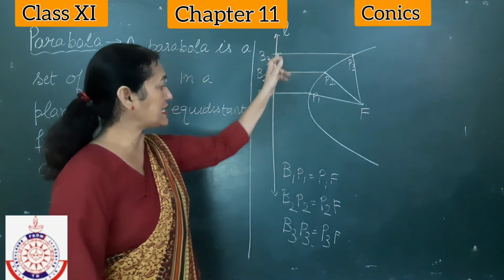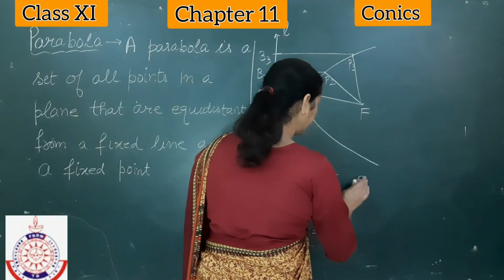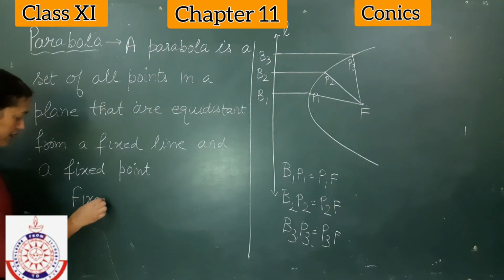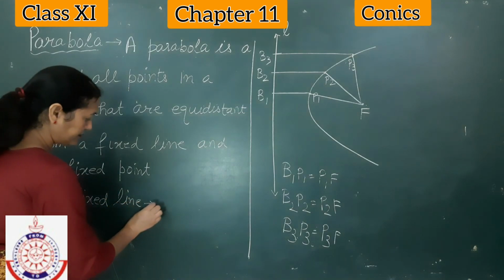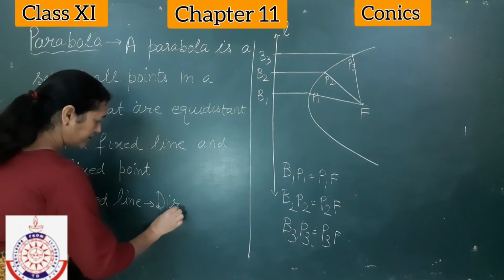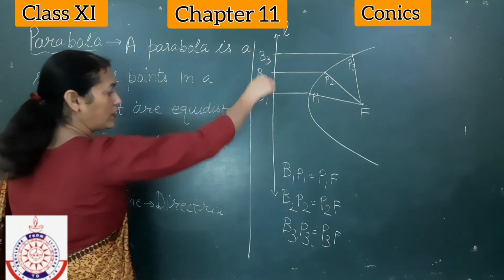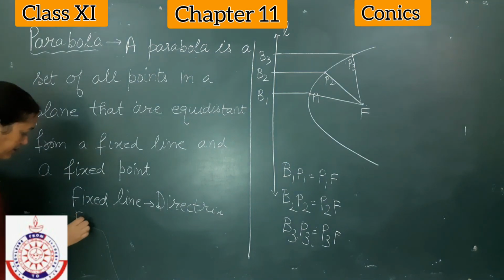Now what is this fixed line called? The fixed line is called the directrix. This line L is called the directrix. The fixed point is called the focus.